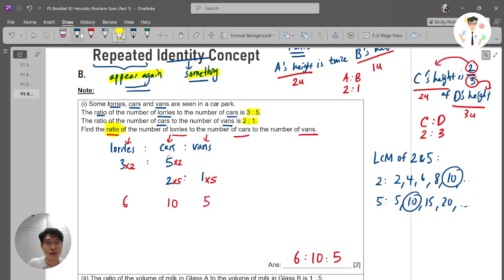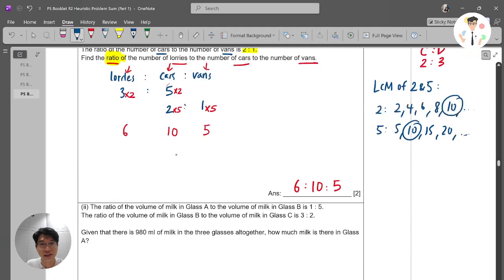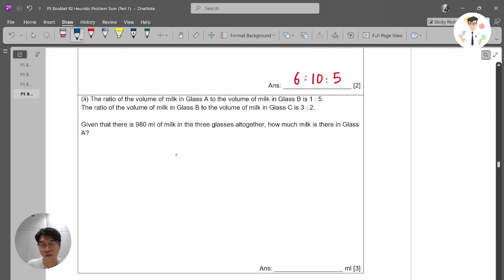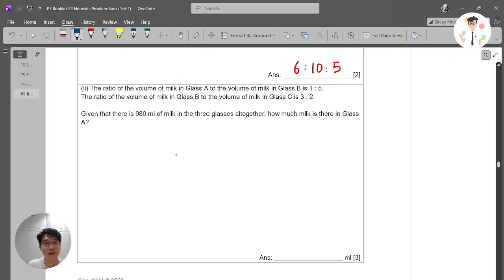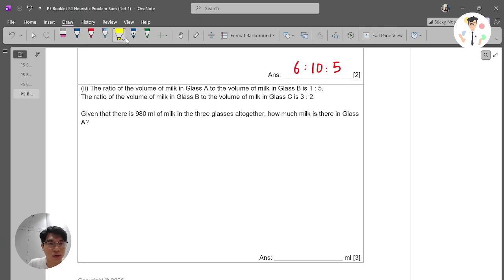Okay? So with that in mind, I hope you get some of the ideas here. How do you compare? How do you make it the same? And that's why this is called repeated identity. Something appears again. The identity of car actually appears twice, but they are not the same. So we make it the same by looking for LCM. Now, with that, let's look at the second example here. Now, if you feel tired, pause the video and think before you move on. But if you need another example to help you to understand it clearly, let's move on together.